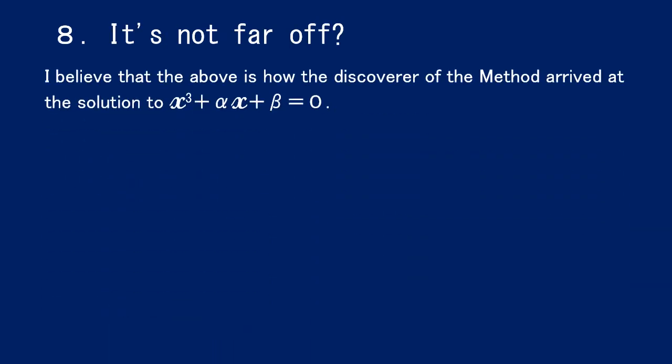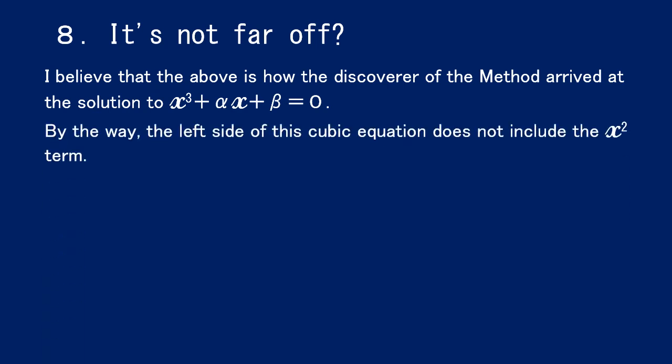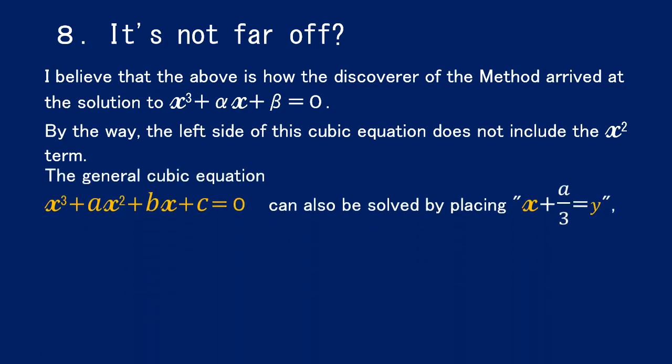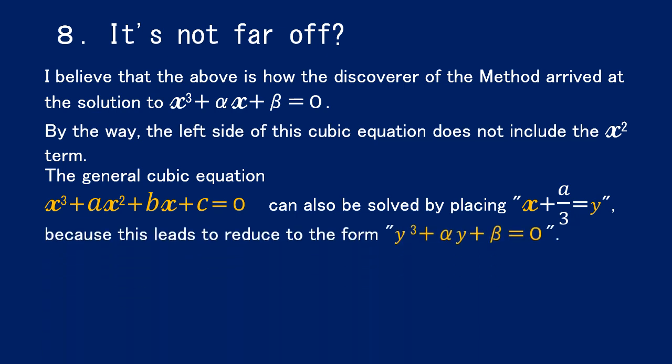I believe that the above is how the discoverer of the method arrived at the solution to x cubed plus alpha x plus beta equals 0. By the way, the left side of this cubic equation does not include the x squared term. The general cubic equation, x cubed plus ax squared plus bx plus c equals 0, can also be solved by placing x plus a over 3 equals y, because this reduces it to the form y cubed plus alpha y plus beta equals 0.